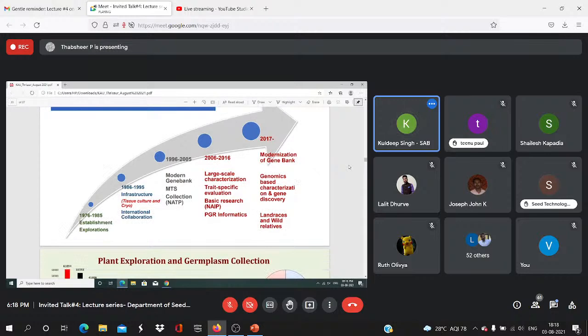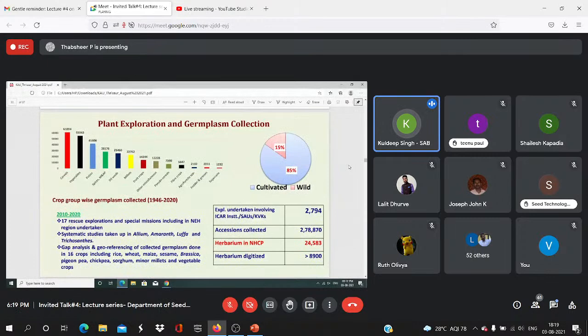Next, please. This gives you glimpses of the genetic resources that have been collected. We have a record that NBPGR started exploration as early as 1946. So far, as per the 2021 data, we have collected 2.78 lakh accessions of germplasm from within the country. Overall, 15% of these are crop wild relatives. However, with changing time, our emphasis has also shifted.